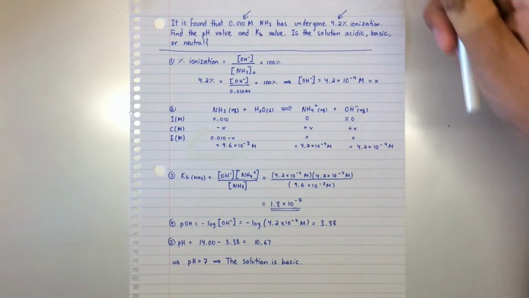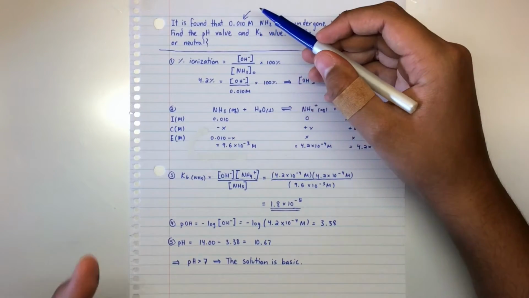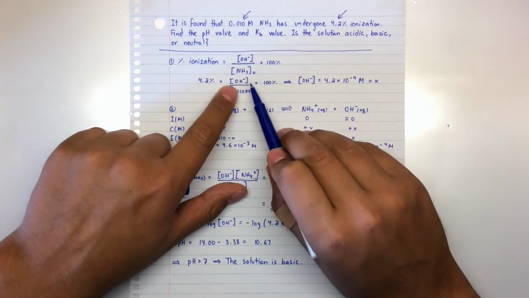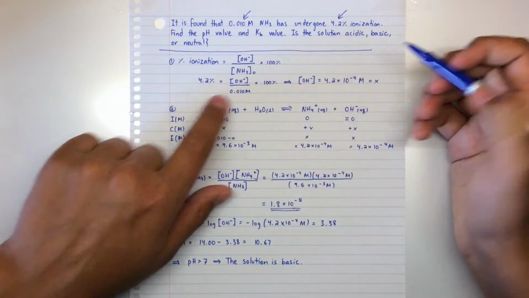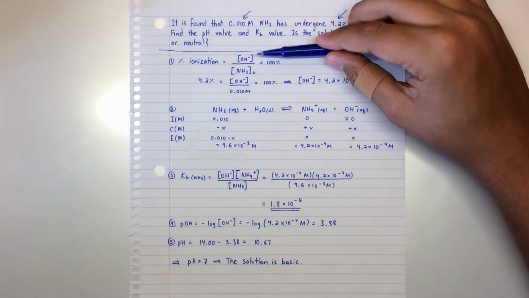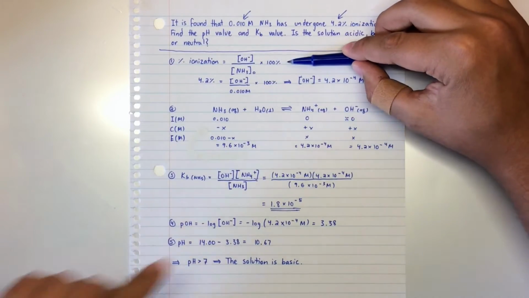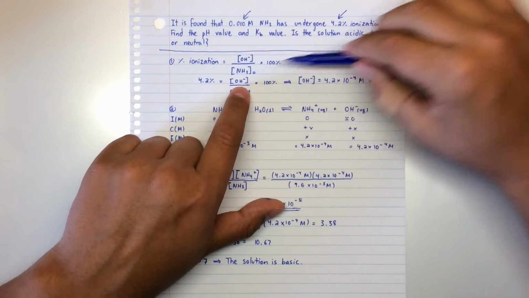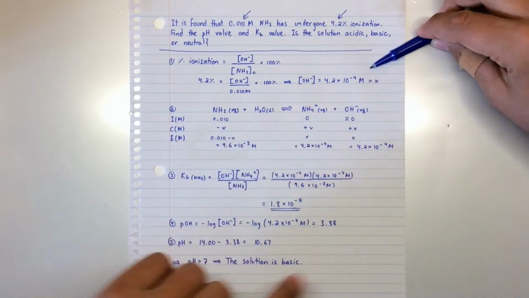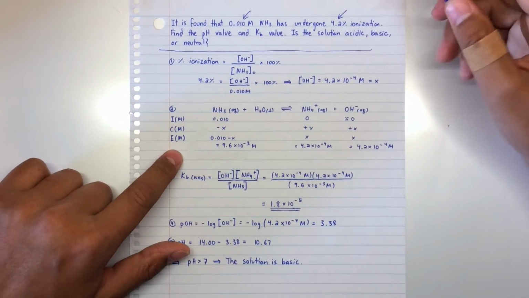So first off, since we know the percent ionization and we know the initial concentration of NH3, we can just find the concentration of OH minus at equilibrium. Percent ionization is the concentration of OH minus divided by the initial concentration of NH3 times 100%. So we just isolate for OH minus and we get 4.2 times 10 to the minus 4 molar. This is also equal to the value of X in the IC table.